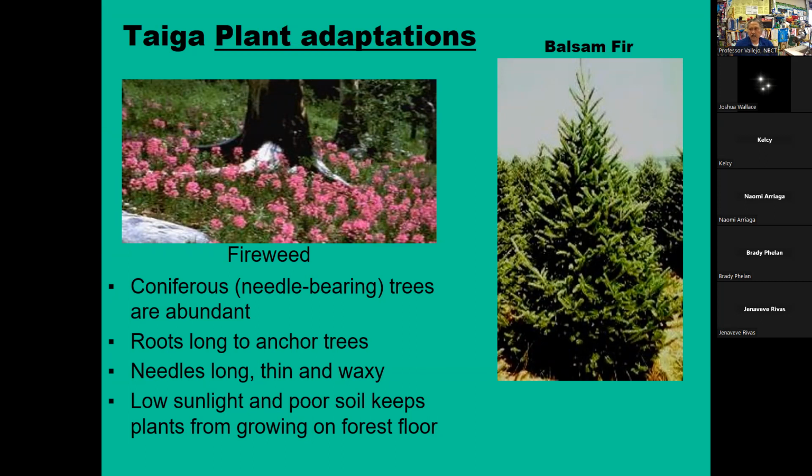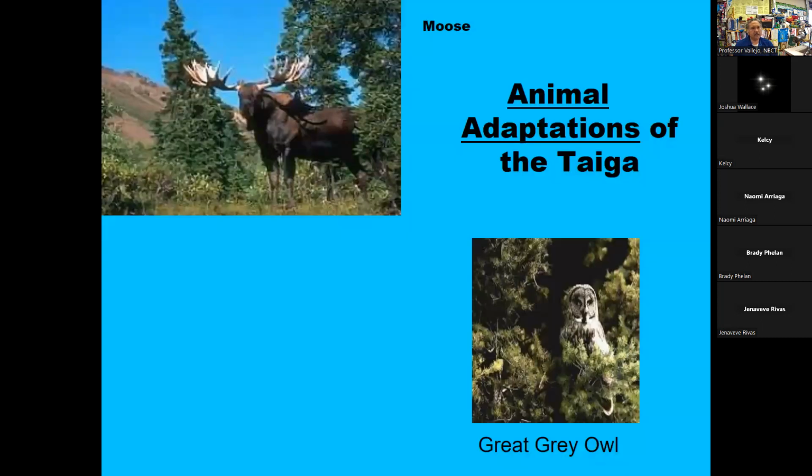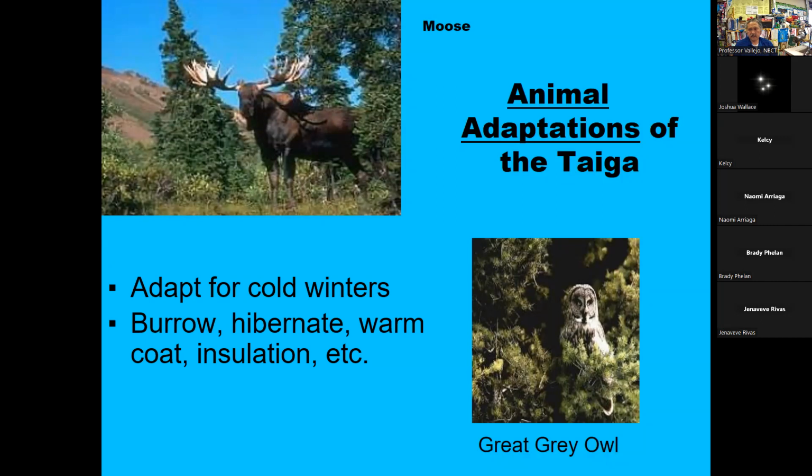So these are the plant adaptations for the taiga. Let's take a look at the animal adaptations. They adapt for cold winters: burrow, hibernate, warm coat, insulation. The study of behaviors is called ethology. Sometimes ecologists, zoologists, and physiologists will study these different behaviors and physiological adaptations that animals have when they live in different areas.